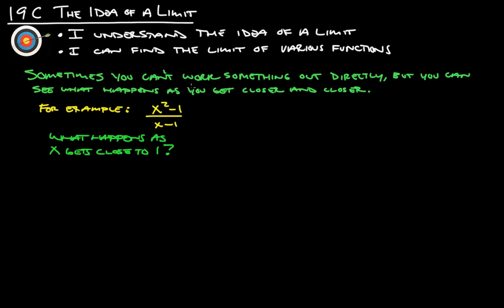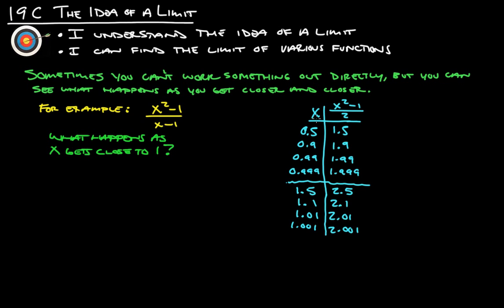So sometimes you can't work something out directly, but you can see what happens as you get closer and closer. For example, x squared minus 1 over x minus 1. Now, we know that we can't put 1 in for x, because if we do, we end up having 0 in the denominator and we can't divide by 0. So anyway, we want to know what would happen if we got really close to 1 but didn't actually hit 1. Okay, so what we do here is we can just start plugging in some values.